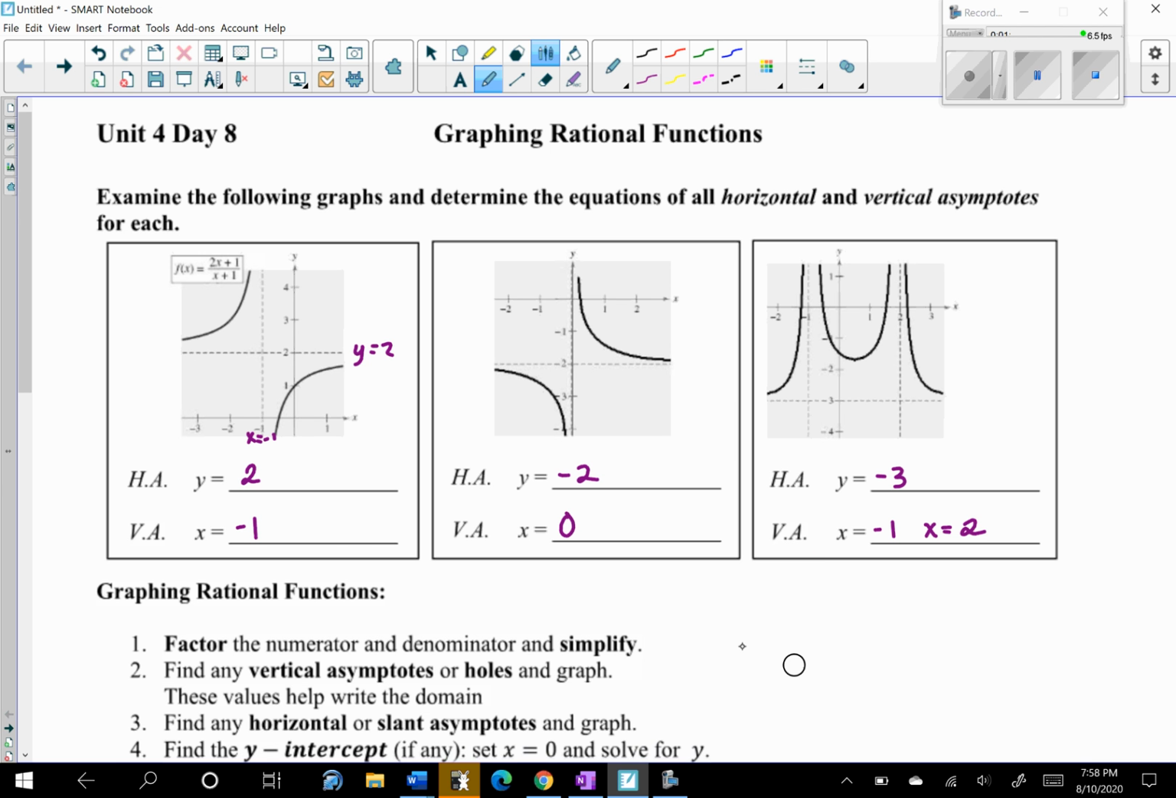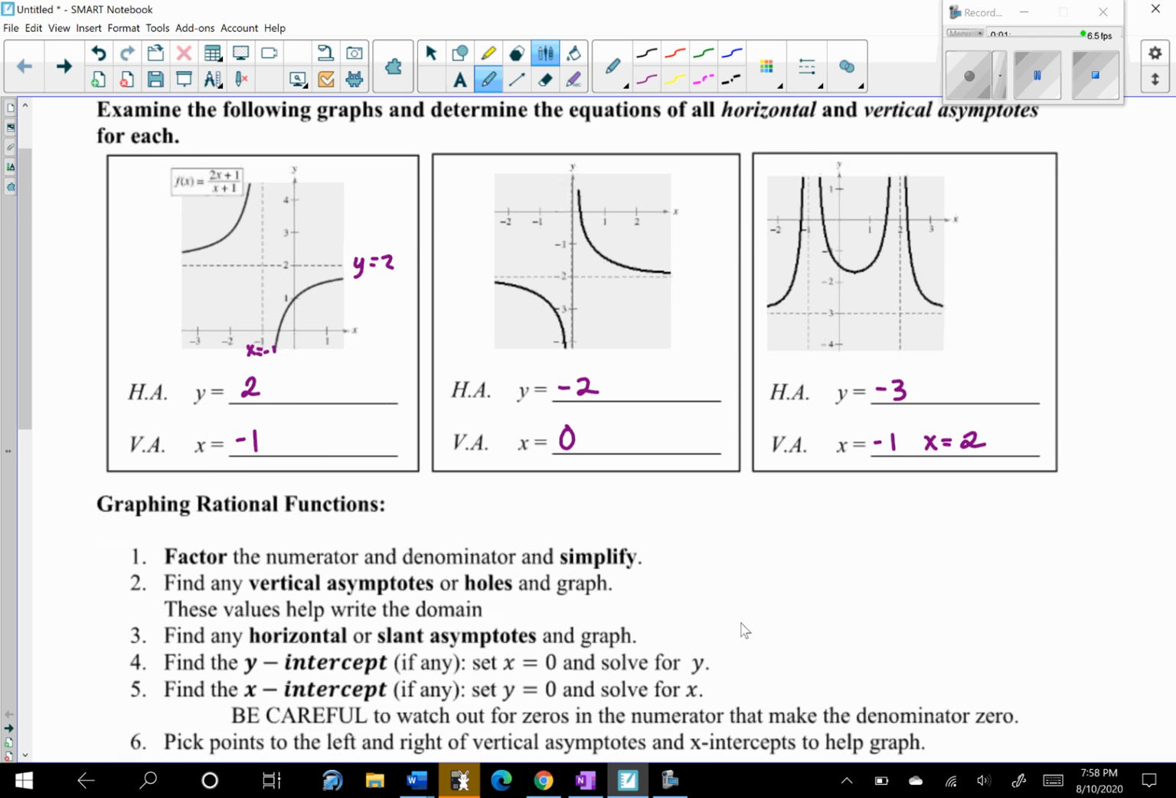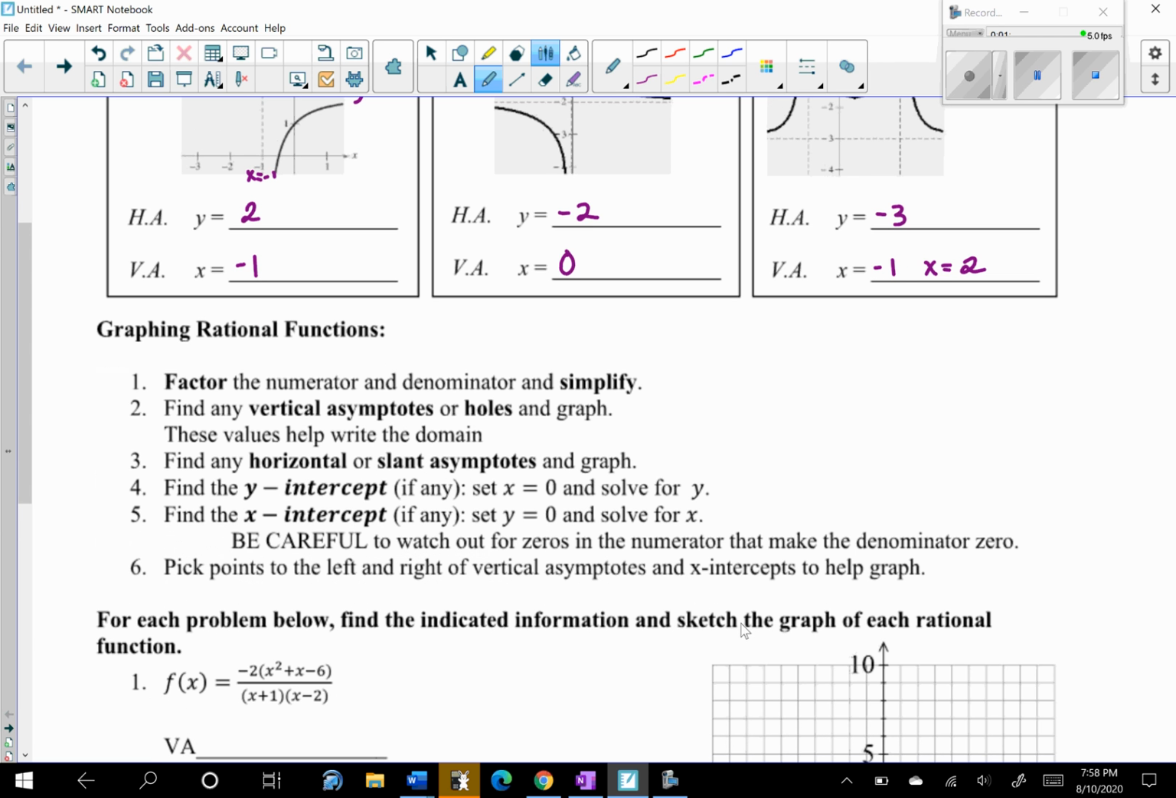Now let's go ahead and look at graphing rational functions. The first thing you want to do is factor the numerator and denominator and simplify. Find any vertical asymptotes or holes and graph. These help you find the domain. Then we're going to find the horizontal or slant asymptotes and graph.